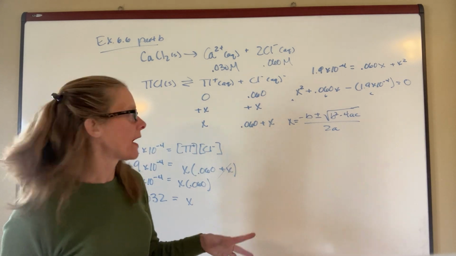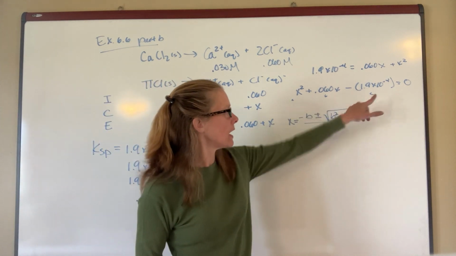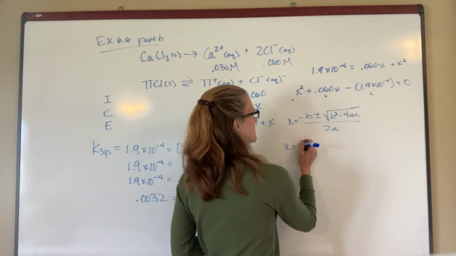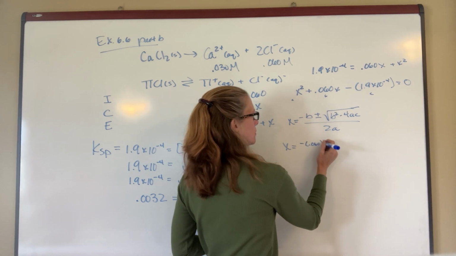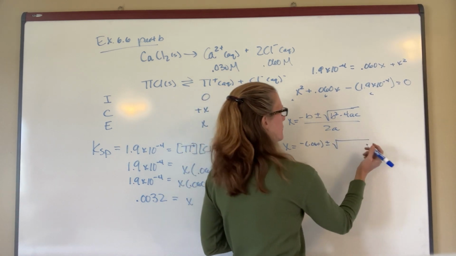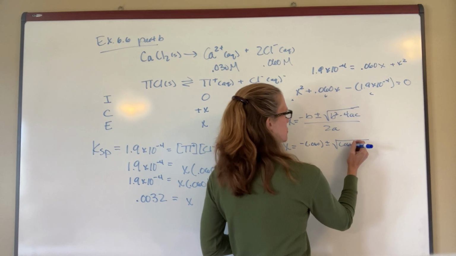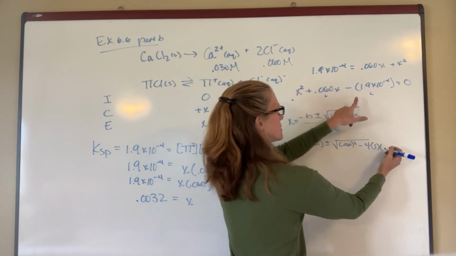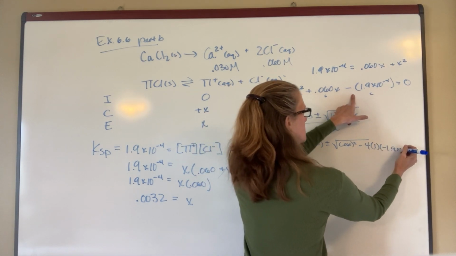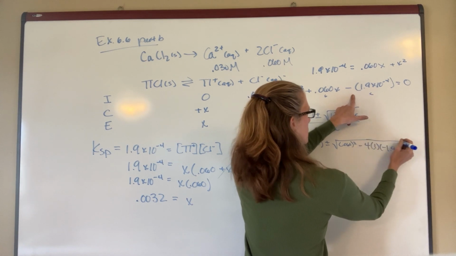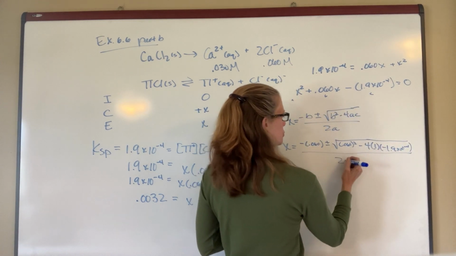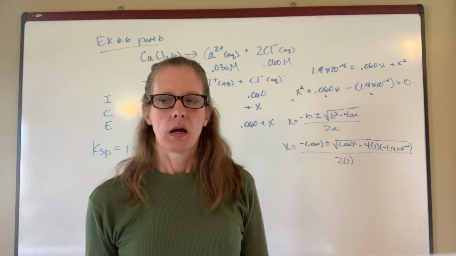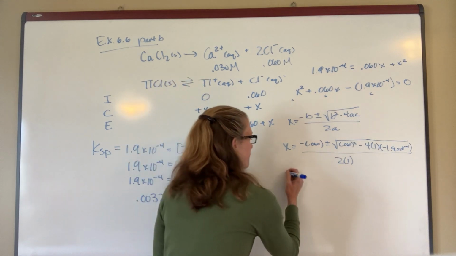Hopefully you remember that. If not, you'll have to go back and pick that up. So now I can take these and plug them in here. Okay, x equals negative b, so that's negative 0.060 plus or minus the square root of b squared, so it's 0.060 squared, minus 4 times a, which is 1, times a negative 1.9 times 10 to the minus 4th, all over 2a. Yuck. All right. So I'm going to solve what's under the radical sign first.